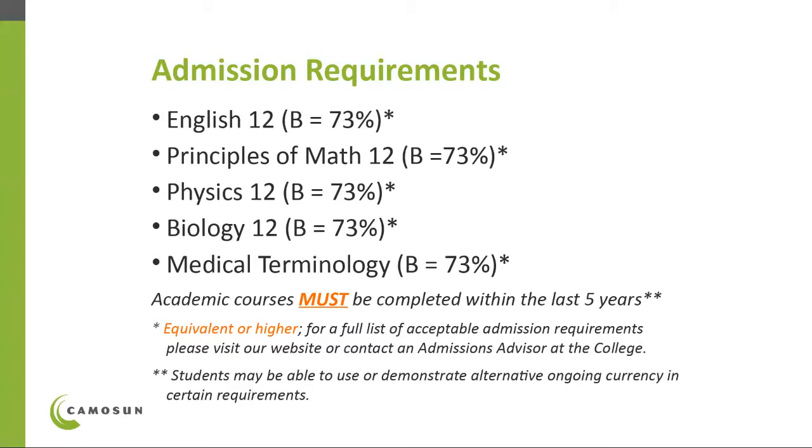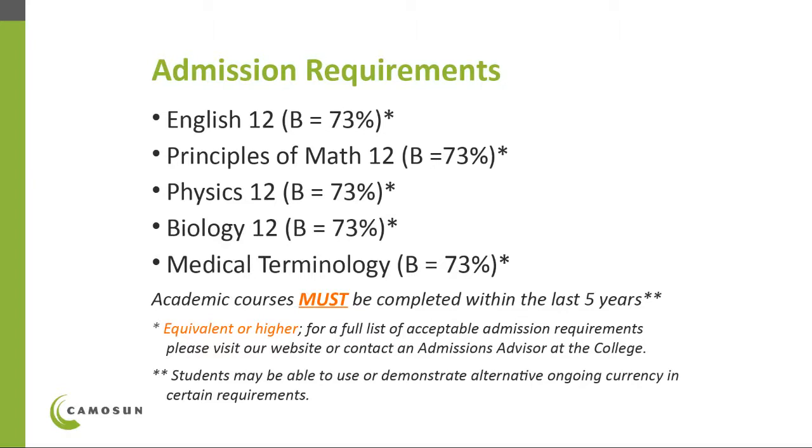Actually, the admission requirements are the same for radiography and sonography in terms of these academic admission requirements. That's helpful if you're interested in both programs. We're looking for English 12, B or higher, pre-calc math 12, B or higher, physics 12, B or higher, biology 12, which is now anatomy and physiology 12, B or higher, and medical terminology B or higher. That medical terminology is the only one here on the list that is definitely a post-secondary course. The other courses we could be looking at high school courses, or if you have a relevant post-secondary course that could be used instead. For example, first year English from post-secondary instead of the English 12 from high school would work. Key to note here, the academic courses must be completed within the last 5 years.